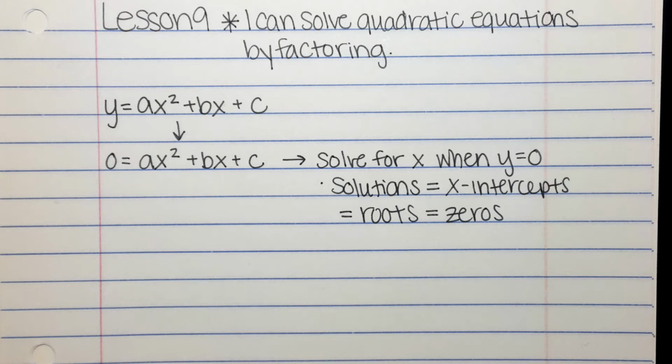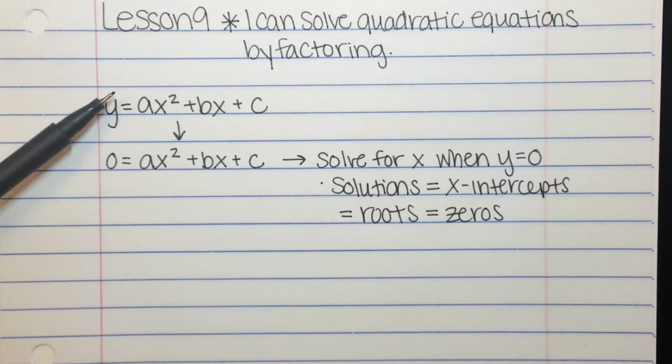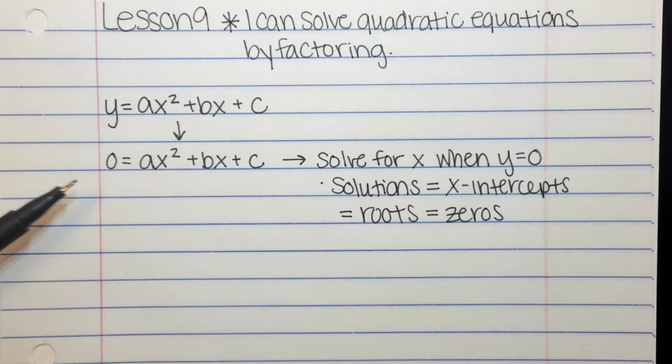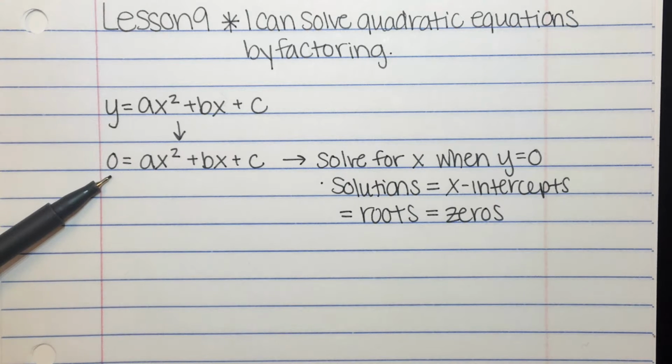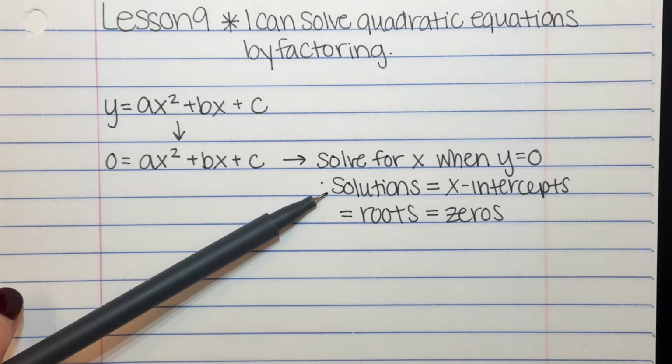Okay, so we can only solve for one variable at a time. So in order to solve for x, we have to get rid of y. So we make y 0. So we take our quadratic equation, we replace that y with a 0, or that f of x with a 0, then we can solve. So we solve for x when y equals 0 and we get solutions.